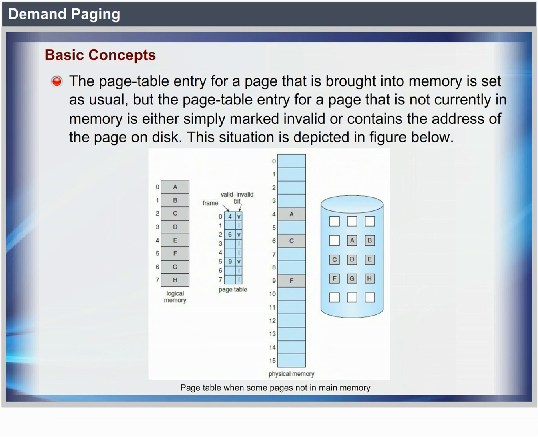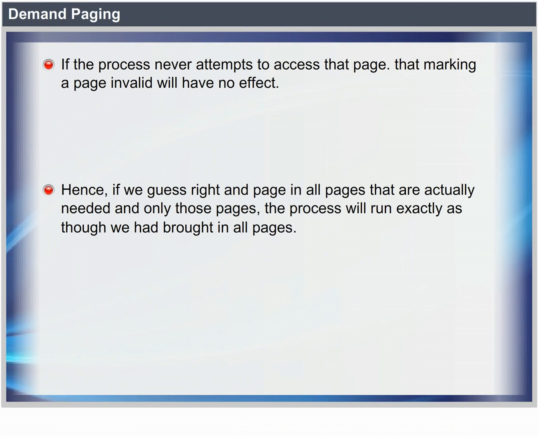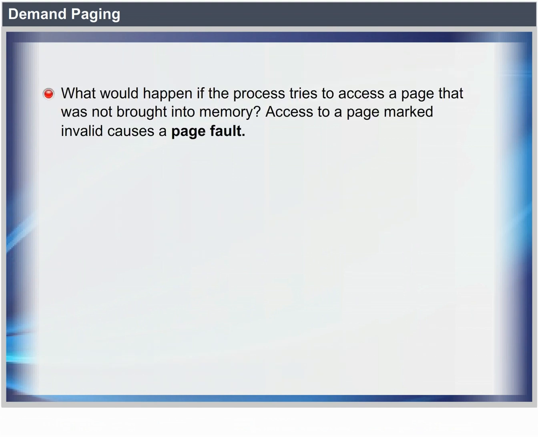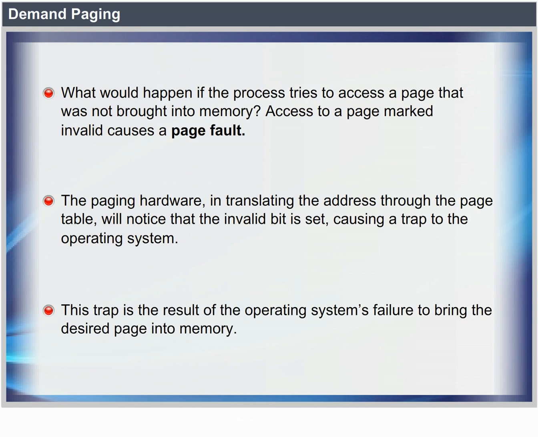Notice that making a page invalid will have no effect if the process never attempts to access that page. Hence, if we guess right and page in all pages that are actually needed and only those pages, the process will run exactly as though we had brought in all pages. While the process executes and accesses pages that are memory resident, execution proceeds normally. But what happens if the process tries to access a page that was not brought into memory? Access to a page marked invalid causes a page fault. The paging hardware, in translating the address through the page table, will notice that the invalid bit is set, causing a trap to the operating system. This trap is a result of the operating system's failure to bring the desired page into memory.